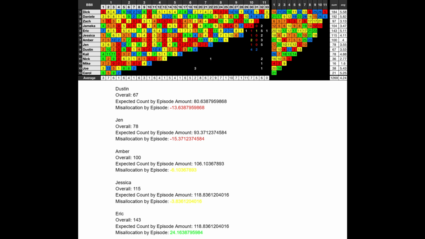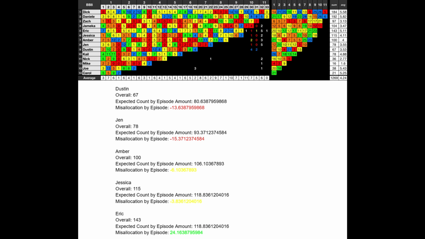Jen received 78 confessionals during the season, and her expected count by episode amount is 93.37, causing her to have a negative misallocation of 15 fewer confessionals than she should have regarding the distribution.